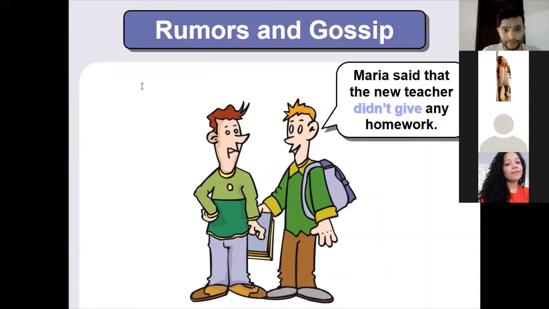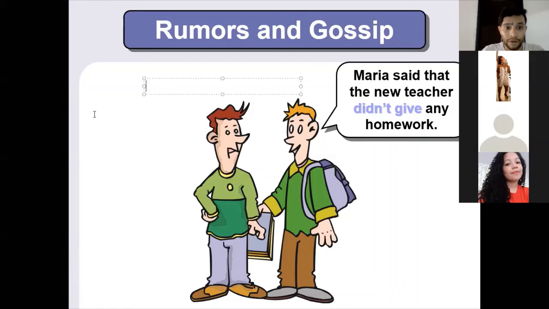What do you think? I think it is didn't give any homework. But that is the repeated information. What would be the real information? The information that you repeated. What is the real information? Try to think about it. Maria said, teacher yeah, doesn't give any homework. Very good, Miss Bonfante. So here, the teacher does not, what is that? What did I write? All right, the teacher does not give any homework.